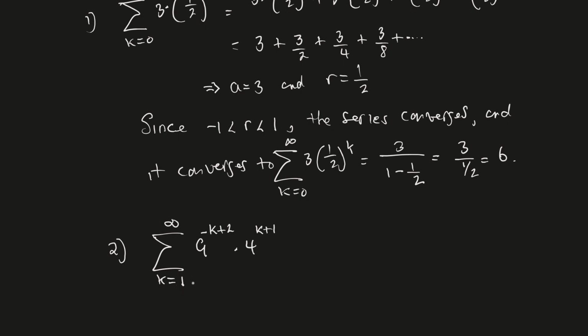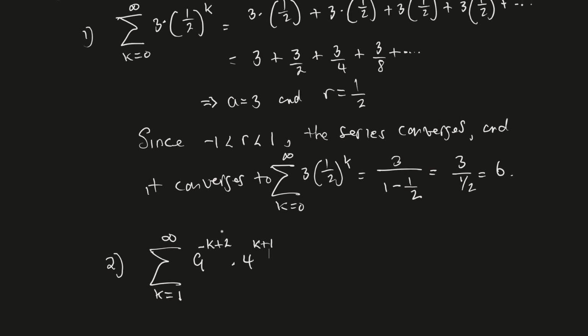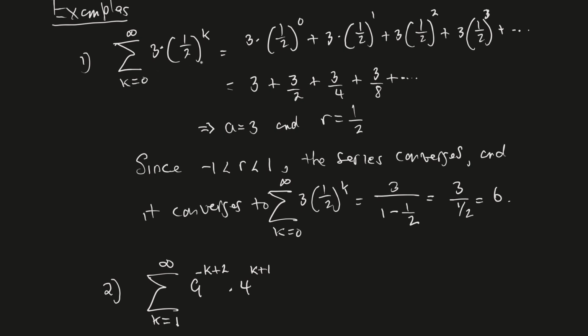For one, it's now starting with a value of k equals 1 as opposed to 0. And then both of these terms have k's in the exponent, so we can't just look at this and say what r is. What we have to do, and this is what I encourage students to do initially, is to take this expression, use properties of exponents, and rewrite it in such a way so that it looks more like this.